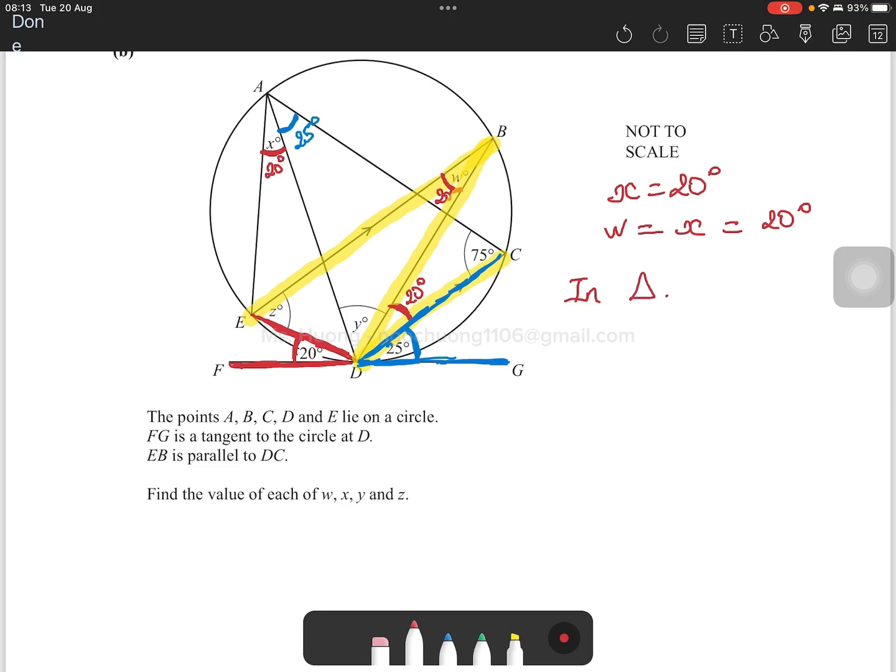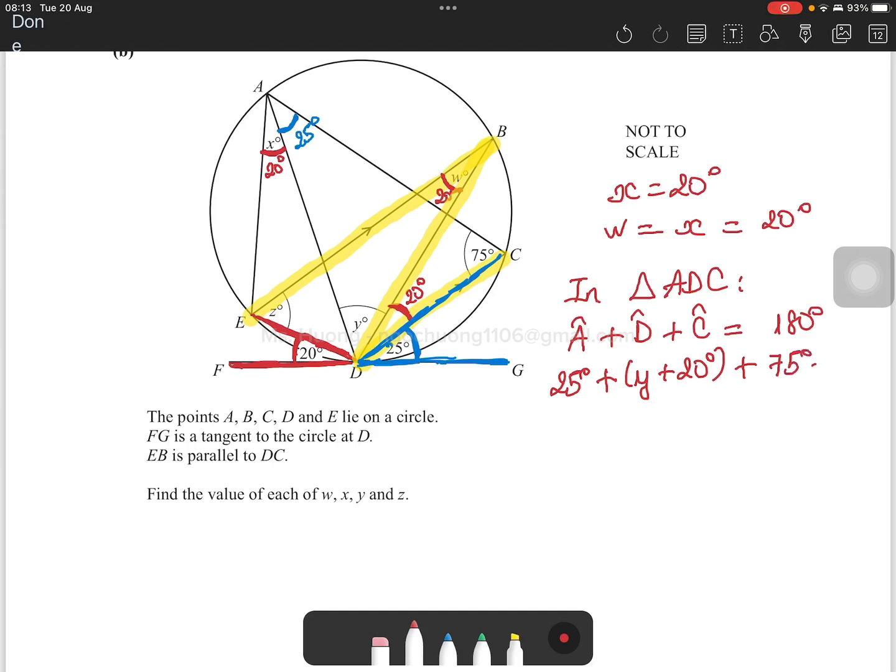In the triangle ADC, we see that the angle A plus the angle D plus the angle C should be 180 degrees. Angle A is 25 degrees. The angle D includes Y and 20 degrees, plus the angle C is 75 degrees. So the sum is 180. To find the value of Y, we subtract 25, 20, and 75 from 180. So the answer for Y is 60 degrees.